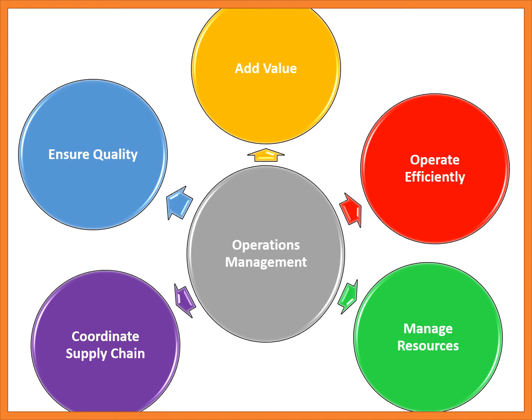When we look at operations management, we're looking at coordinating their supply chain, ensuring quality, operating efficiently, managing all of their resources correctly, and then finally adding value as well. All of these need to link together, and that's what operations management is all about. It's all about trying to get the most out of what you are actually doing.